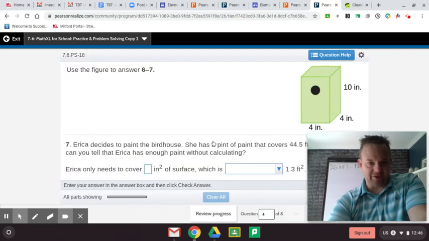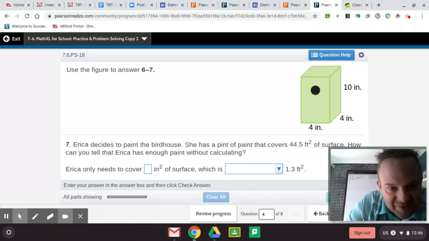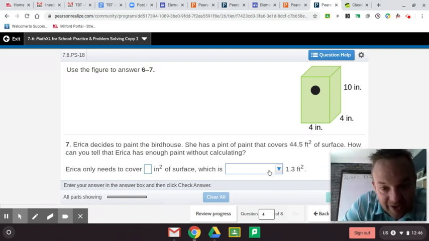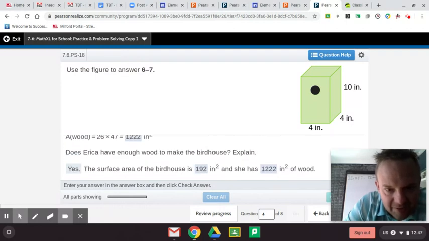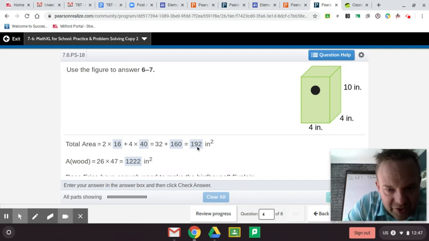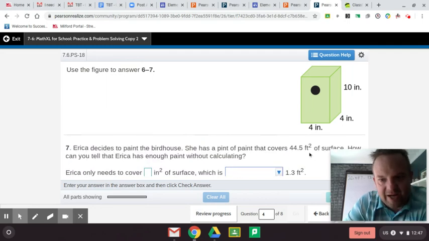Right, we almost finished it. Erica decides to paint the birdhouse. She has a pint of paint that covers 44.5 feet squared of surface. How can you tell that Erica has enough paint without calculating? Well, wait a minute. Don't we have to cover 192 square inches? Oh, and this is feet squared.